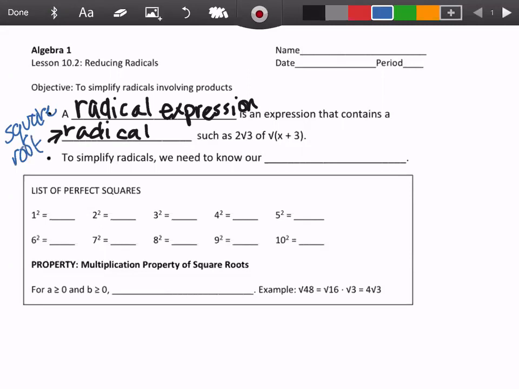There are other types of roots that can be called radicals, but for this chapter, we're talking about square roots. So to simplify radicals, we do need to know our perfect squares.